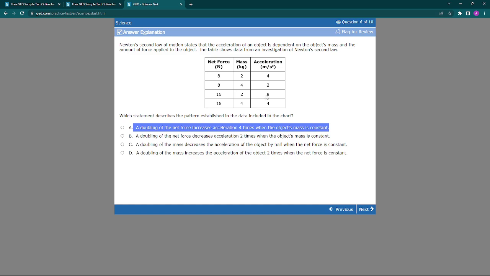Wait, no, sorry. Wait a minute. See, this is why it's tricky. We're keeping the mass the same. So 2 and 2, 4 and 8, and keeping it the same with 4 and 4, 2 and 4. So it's not 4 times, it is doubling. So a doubling of the net force decreases acceleration? Well, that's not true when the mass is constant, because 2 and 2 is an increase.